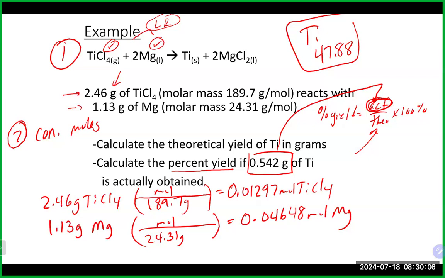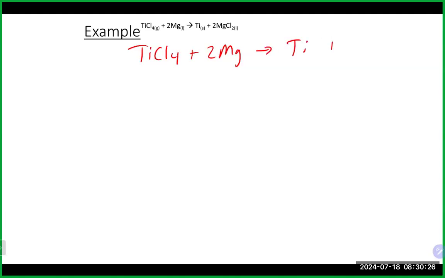Yeah. So now we get into really the theoretical yield and stoichiometry part of it. So maybe I'll borrow the equation here. So I got TiCl4 plus 2 magnesiums, Ti, and 2 MgCl2.